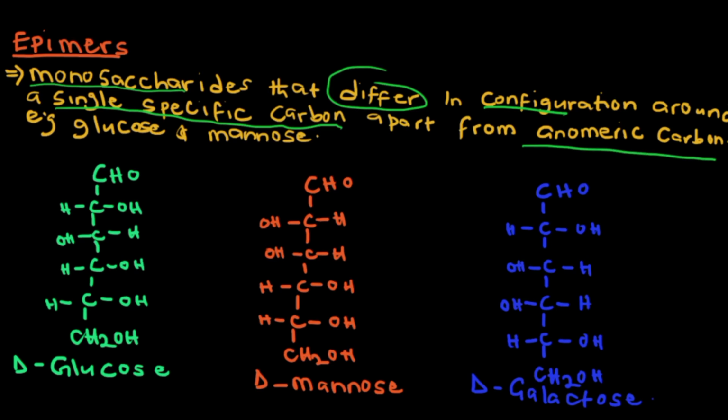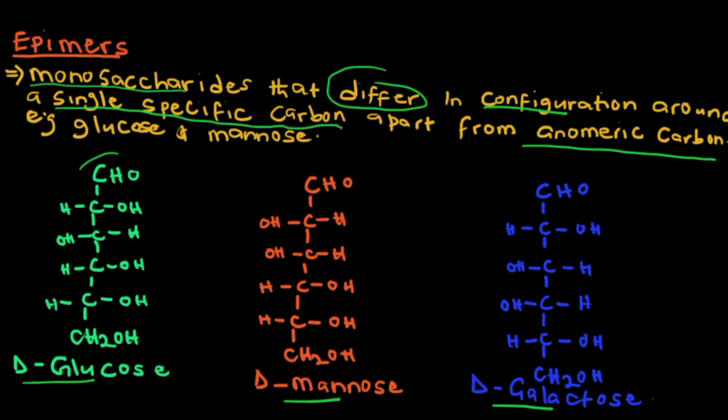So what does this explanation of epimers actually mean? When we say epimers, basically let's have these sugars. I have glucose here, I have mannose here, I have galactose. So what epimers is saying is, when two sugars differ in their configuration in one carbon, and that carbon must not be anomeric. So what does this actually mean? Let's look at glucose and mannose.